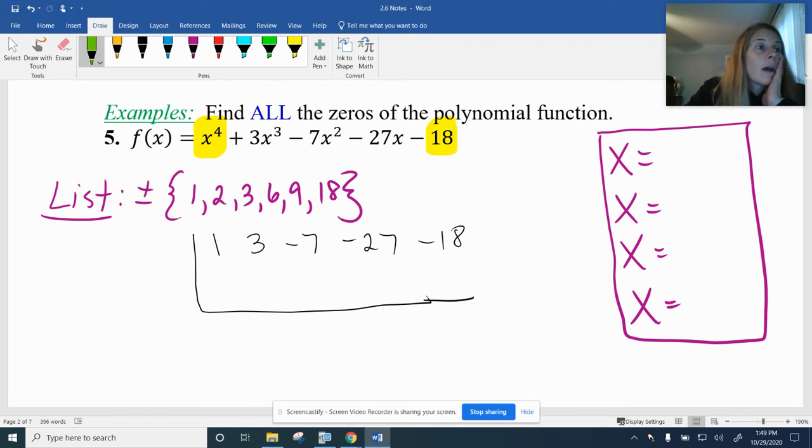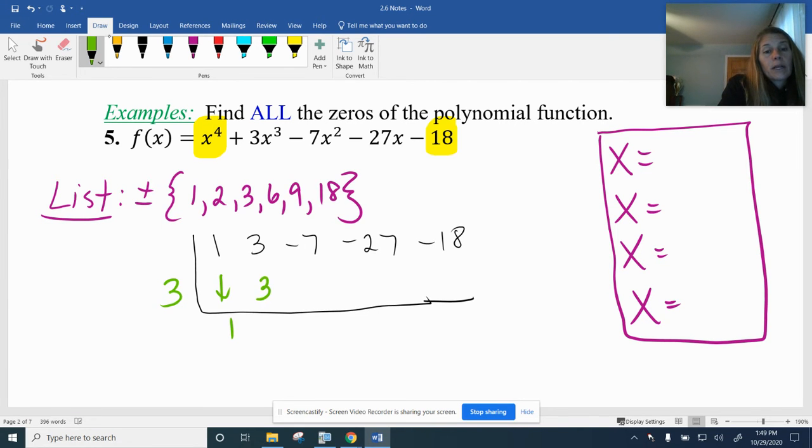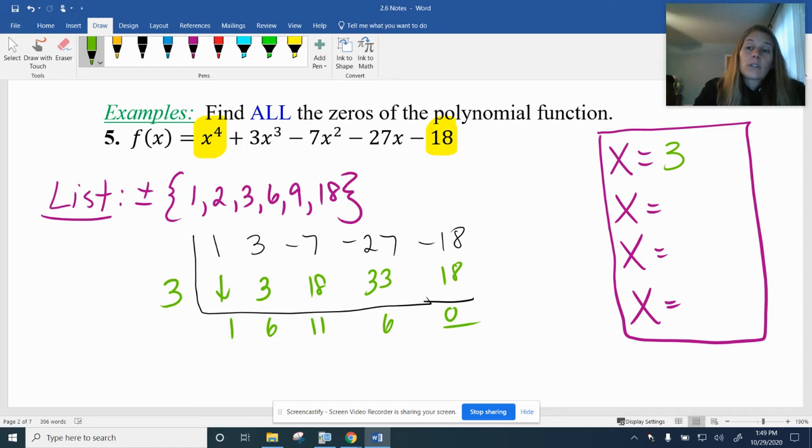But I see a lot of numbers that are divisible by 3. I don't know if that has anything to do with it. So I'm just going to pick a 3 and see what happens. So I carry down my 1. 1 times 3 is 3. Add those up. 3 times 6 is 18. Add those up. 3 times 11 is 33. Add those up. 3 times 6 is 18. So I kind of got lucky. So I know one of my answers is 3.